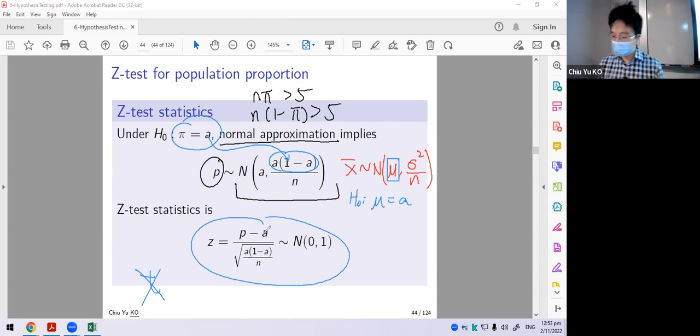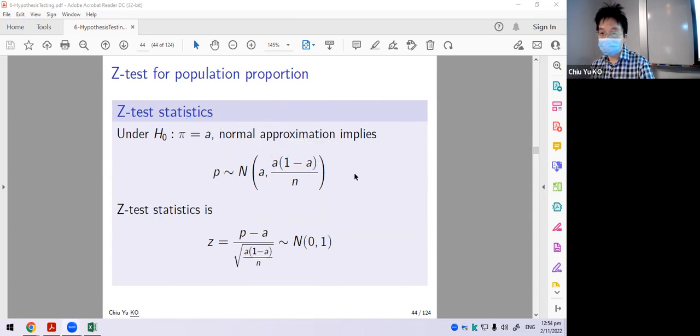So that is what we're going to do. The only difference, let me emphasize again, is that you get the variance for free, because when you assume the mean, which is the population proportion, equal to a value, the variance is automatically fixed for you. You fix the mean, you fix the variance, or fix the standard error, in that sense.